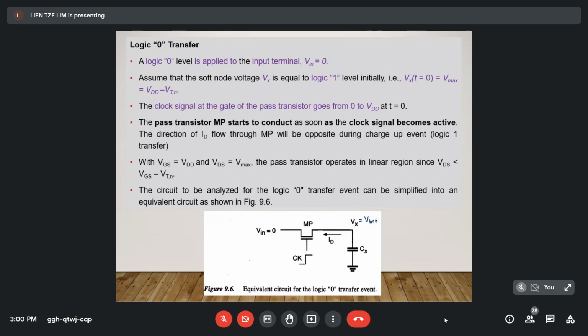I can also write here, this is V. Just now I wanted to write Vmax, this is VDD minus Vtn. This also means that it is equal to Vmax.